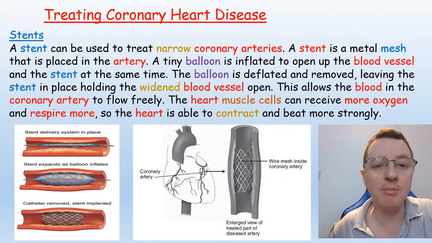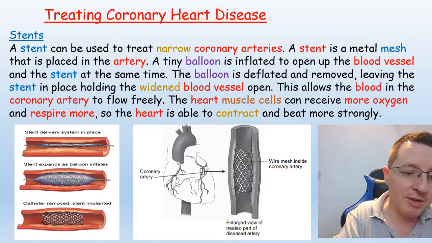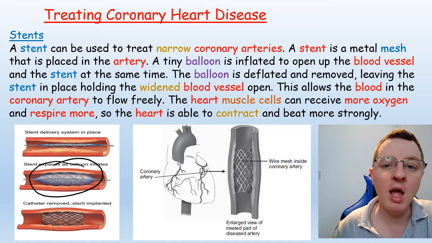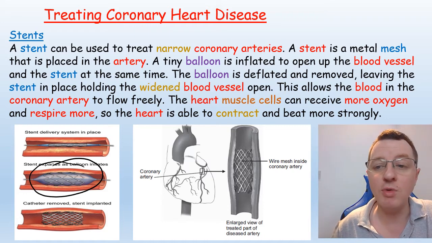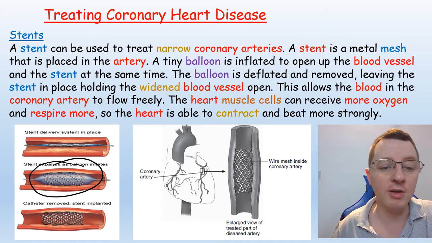A stent can be used to treat the narrow coronary arteries. A stent is a metal mesh that's placed in the artery, and then a tiny balloon is inflated to open up the blood vessel and the stent at the same time. You can see that here, the balloon widens the coronary artery. The balloon is then deflated and removed, leaving the stent in place, holding the widened blood vessel open.